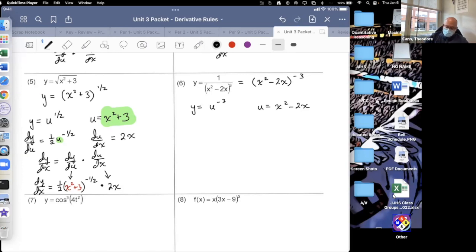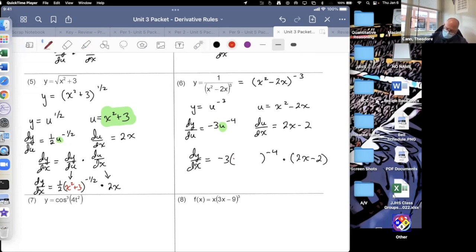All right. So then differentiate: dy du would be equal to negative 3u to the negative 4th. Du dx is equal to 2x minus 2. Put it all together, dy dx, while also substituting for the u. So we're bringing the u back. Negative 3 times the u, the whole u, to the negative 4th power, times 2x minus 2. The u itself being x squared minus 2x.